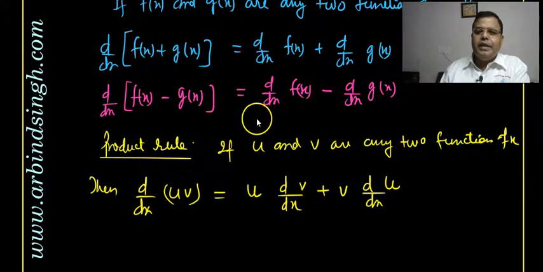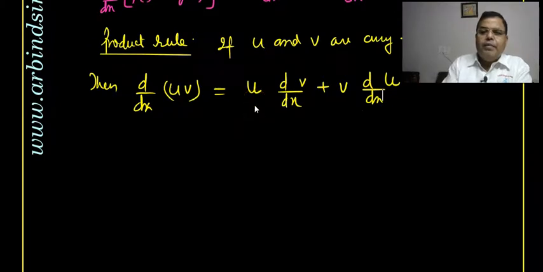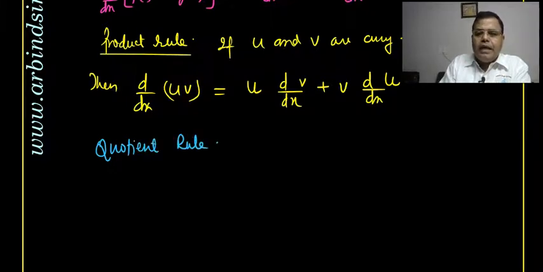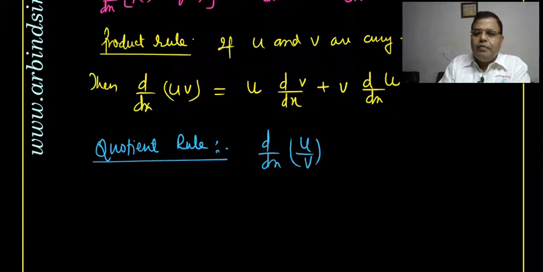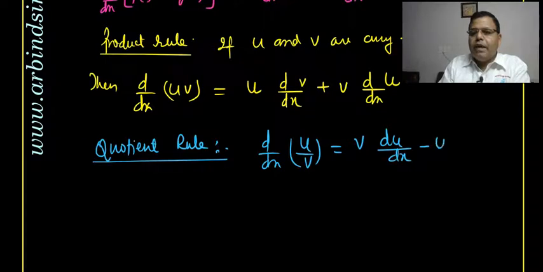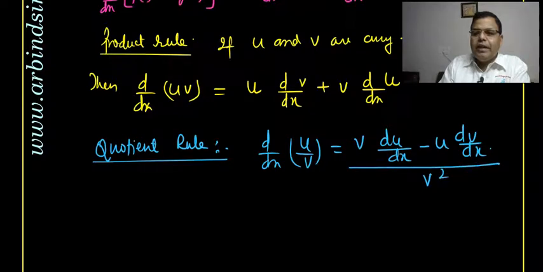Similarly, if there is a quotient, they are in the form of division, then that is called the quotient rule. In the quotient rule, if u and v, d by dx of u by v, then we will write v times the derivative of u minus u times the derivative of v, divided by v square, the denominator whole square. That is called the quotient rule. So the product rule and the quotient rule, you have to remember.